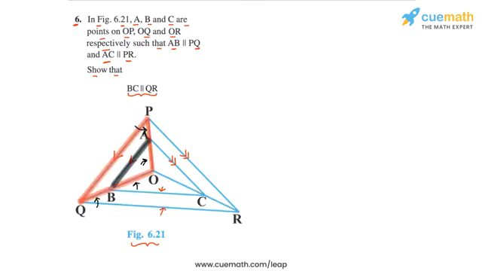Okay, so first we will consider triangle OPQ. In triangle OPQ, we have AB parallel to PQ. This is given to us.